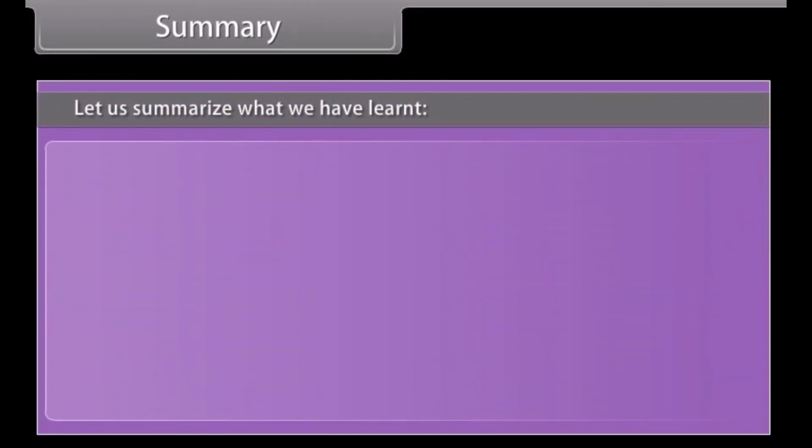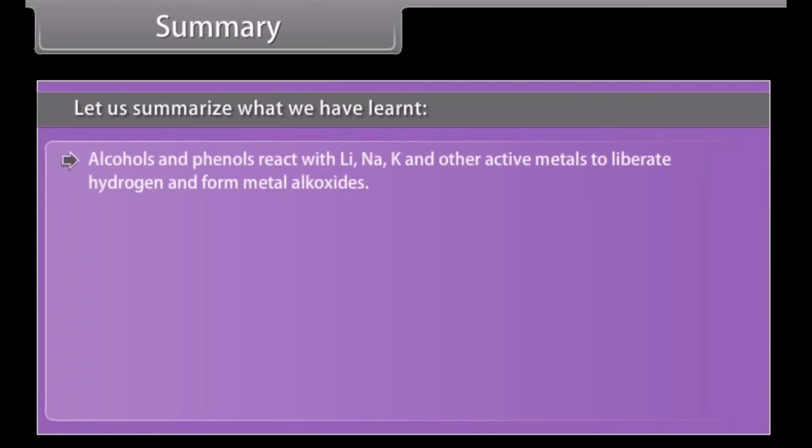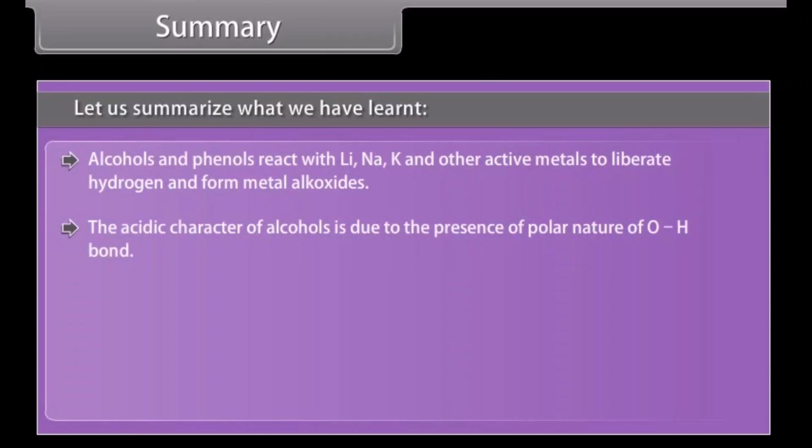Summary. Let us summarize what we have learned. Alcohols and phenols react with lithium, sodium, potassium, and other active metals to liberate hydrogen and form metal alkoxides. The acidic character of alcohols is due to the polar nature of the O-H bond. Phenols are stronger acids than alcohols.